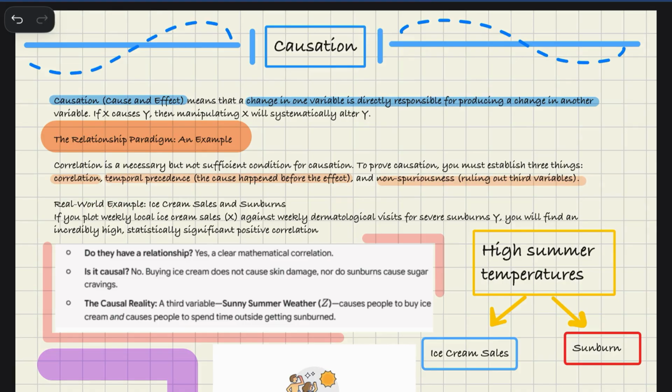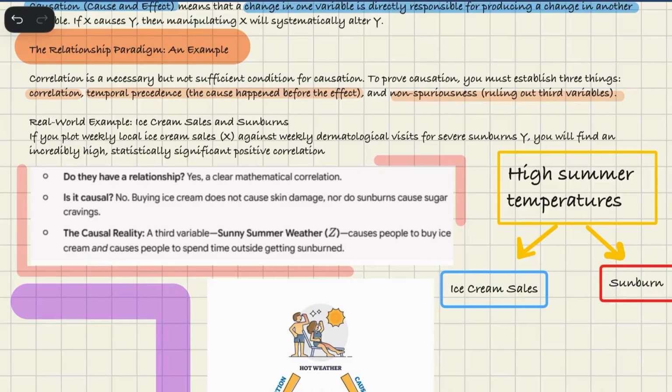You plot weekly local ice cream sales against weekly hospital visits for sunburn. So the ice cream sale is x and the sunburn is y. So we let ice cream sale be x and we let sunburn be y. All right, so when you run the mathematical analysis, you find an incredibly high, statistically significant positive correlation.